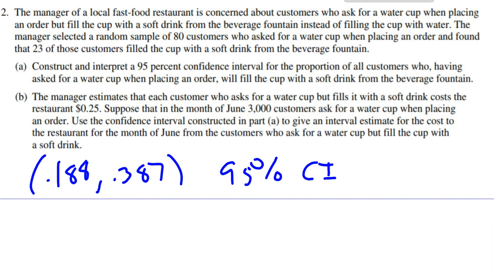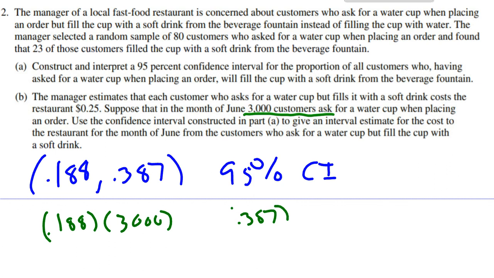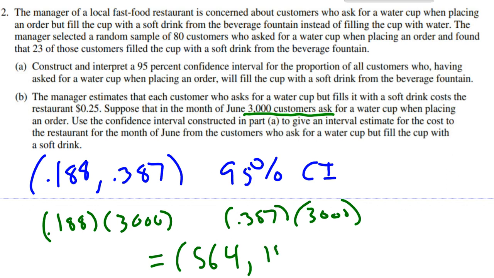So the number that sticks out for me is that the restaurant had about 3,000 customers ask for a water cup. So if we were to take this 0.188 and multiply it by 3,000, and also take the 0.387 and multiply that by 3,000, we would get an interval that would tell us the approximate number of customers we would expect to ask for a water cup and get a soft drink, which is somewhere between 564 and 1,161.